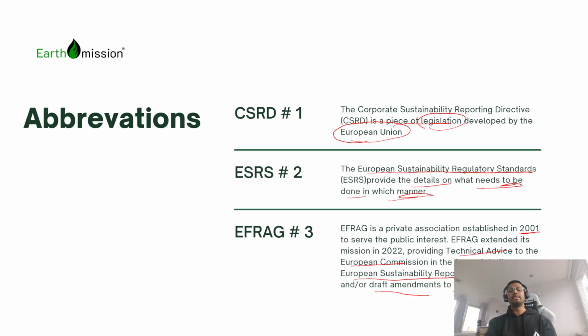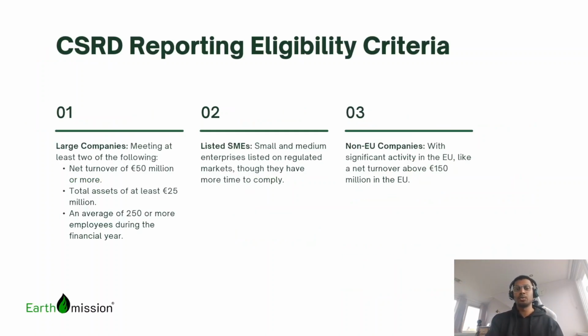I hope with these definitions you now have a better understanding of the main aspects. But when we unfold other aspects, you will also get a clearer understanding. So, CSRD reporting eligibility criteria. Like I mentioned in the index, who should do the CSRD reporting? Mainly there are three aspects to this.